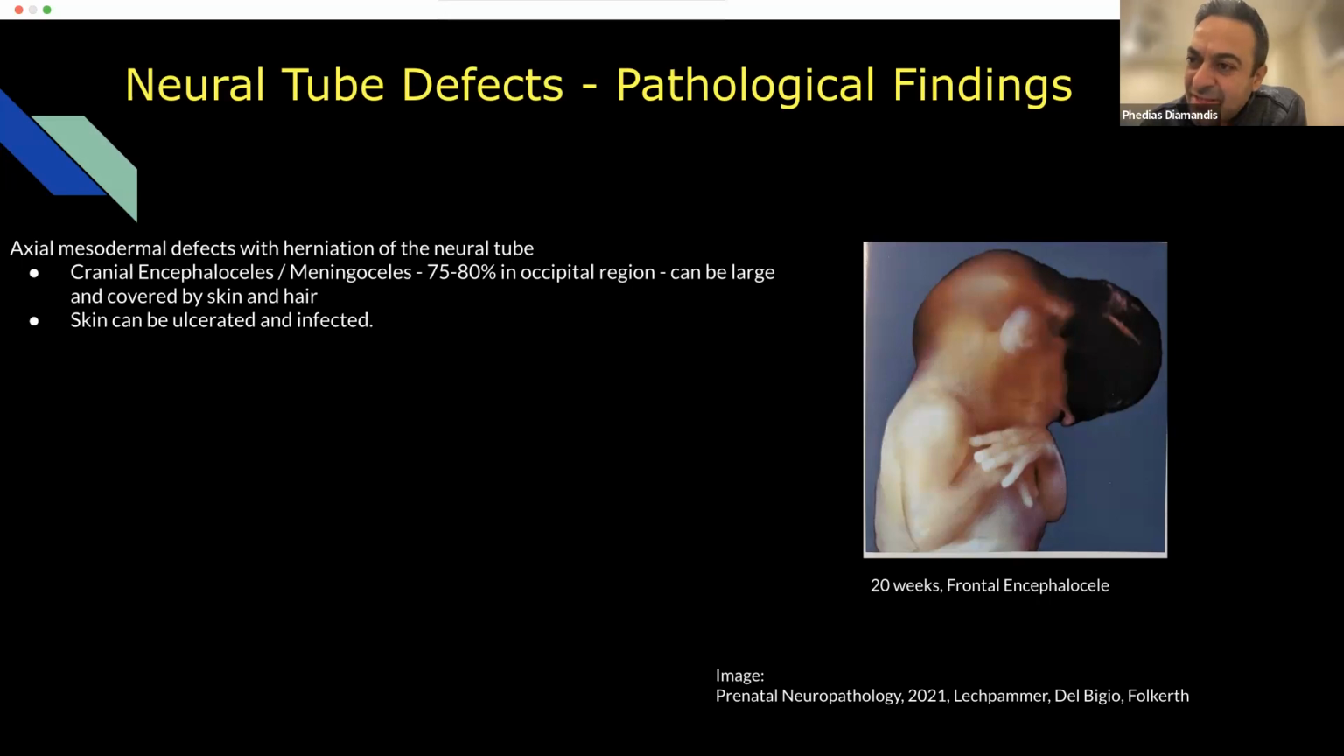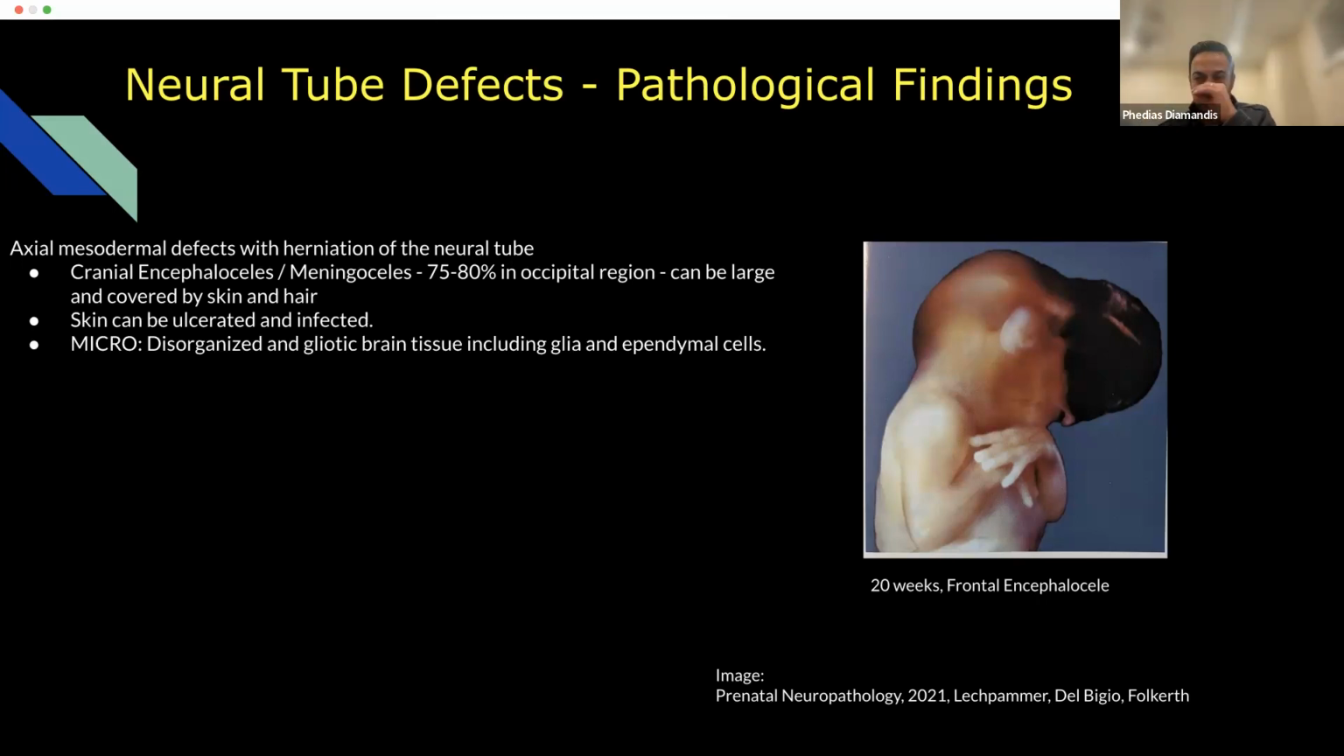The skin covering it can be normal, it can be ulcerated, it could be infected, and so again, the degree of impairment really depends on a number of factors. Microscopically, you have disorganized and gliotic brain tissue, including glial and ependymal elements.